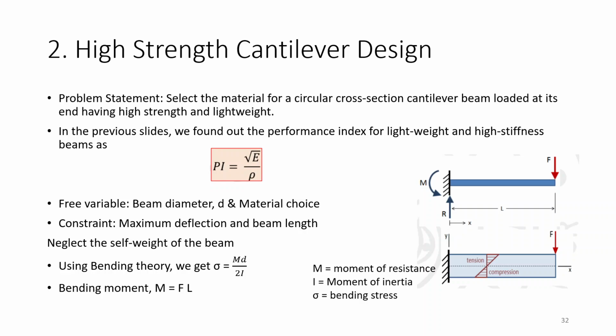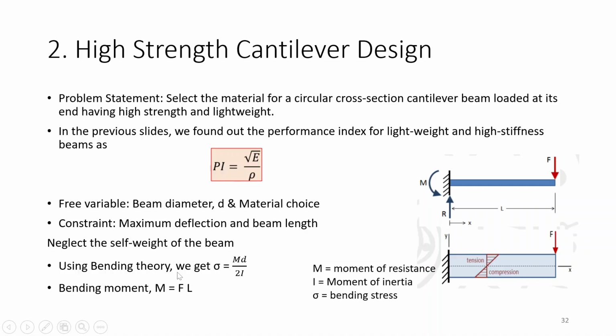Next case study is for high strength cantilever design. In this case you have to select the material for a circular cross section cantilever beam loaded at its end, having high strength and light weight. In the previous slides, we found out that the performance index for a lightweight and high stiffness beam is under root E upon rho. Here we have free variables, beam diameter and material choice, and constraints as maximum deflection and beam length. Here we have to neglect self weight of the beam.